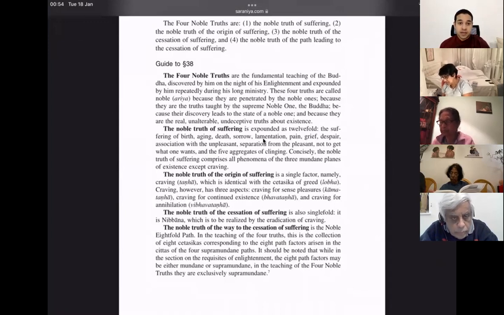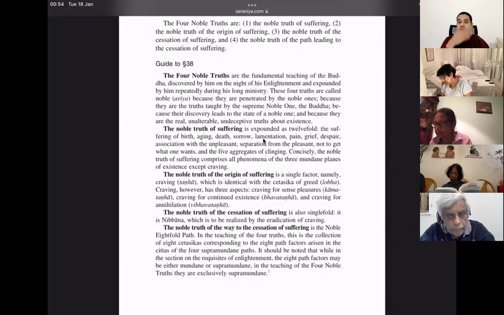The noble truth of suffering is expounded as 12-fold. The suffering of birth, aging, death, sorrow, lamentation, pain, grief, despair, association with the unpleasant, separation from the pleasant, not to get what one wants, and the 5 aggregates of clinging, right?